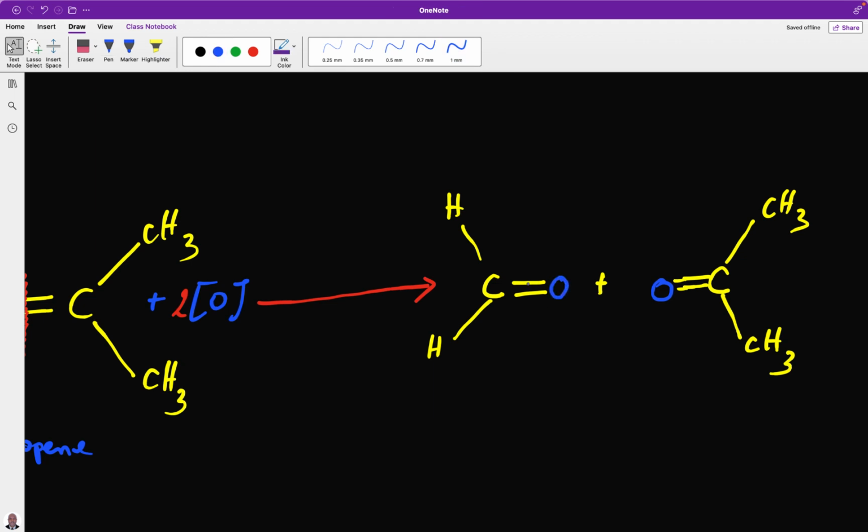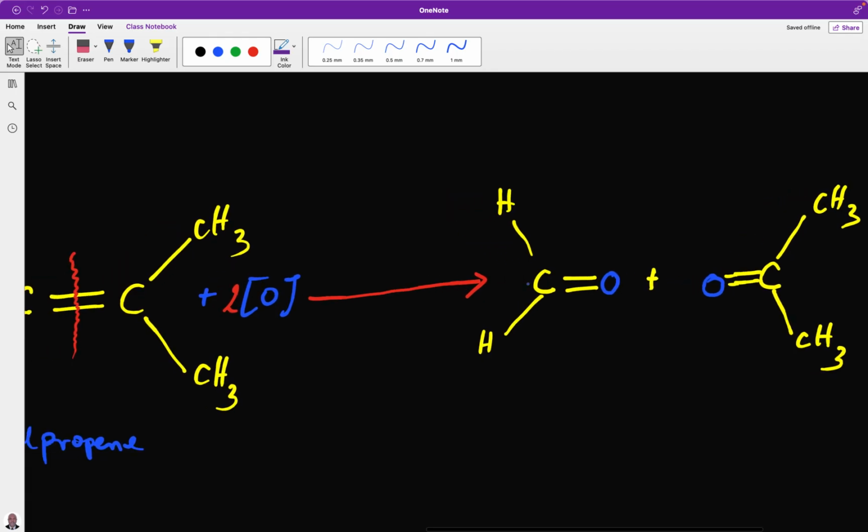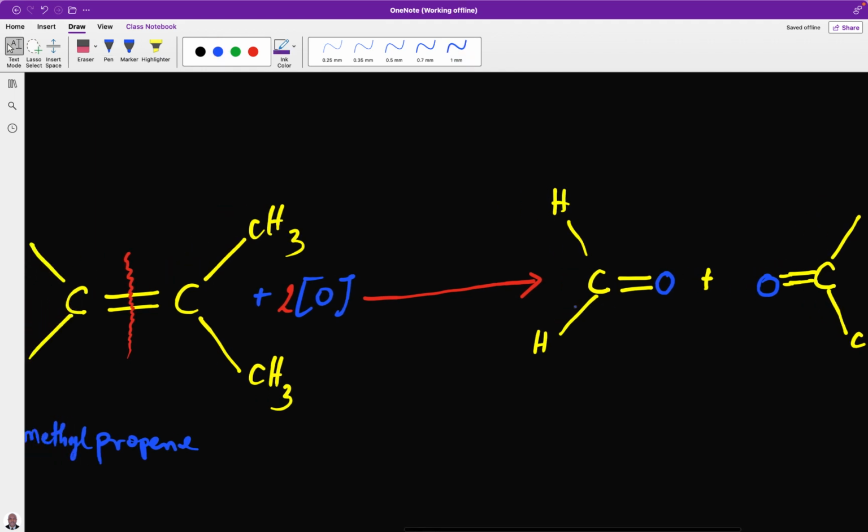These are the 2 molecules that will result from this reaction here. This molecule will remain. It cannot be oxidized. This is a ketone. This is propanone. It cannot be further oxidized, but this molecule will undergo oxidation to carbon dioxide and water. This is what is going to happen here. Let me show you.